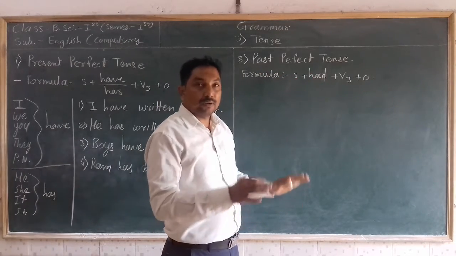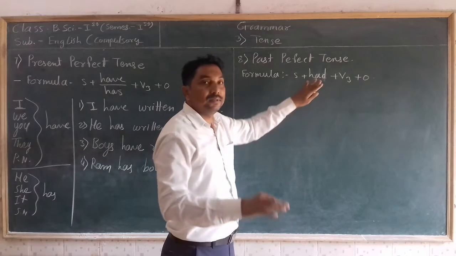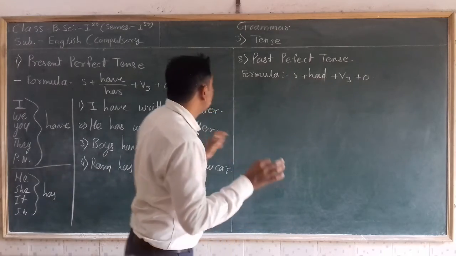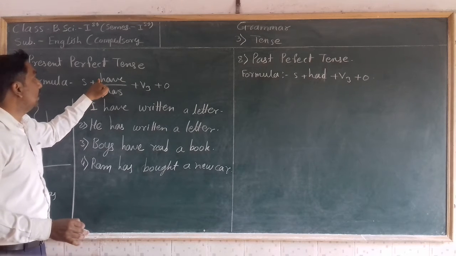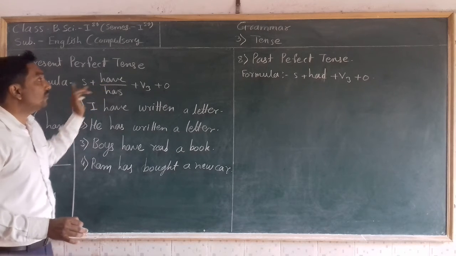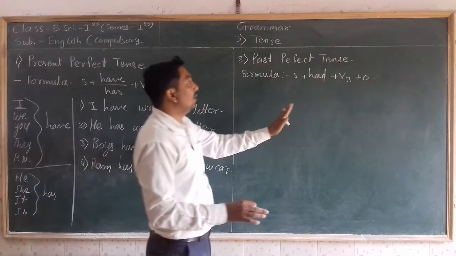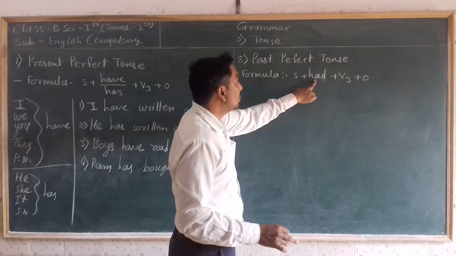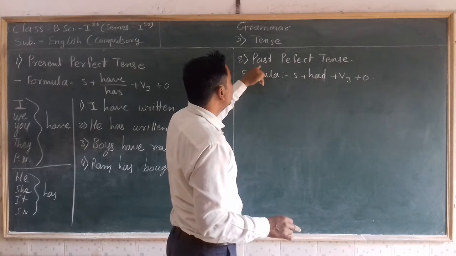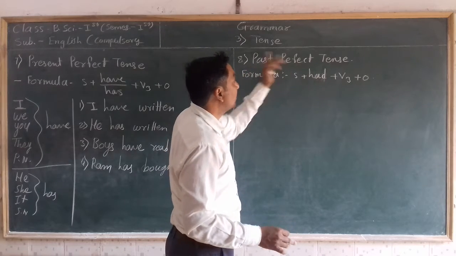So in past perfect tense, after any subject we can use only had. There is not any confusion, such as in the present perfect tense, where according to the subject we need to use have or has in front of it. But in the past perfect, in front of any subject we need to use had. Had shows that the sentence belongs to the past perfect tense.